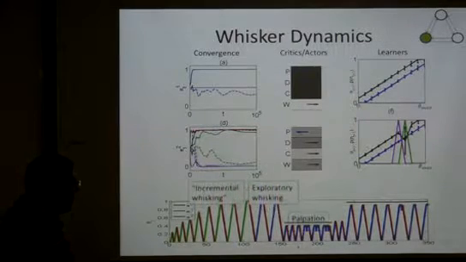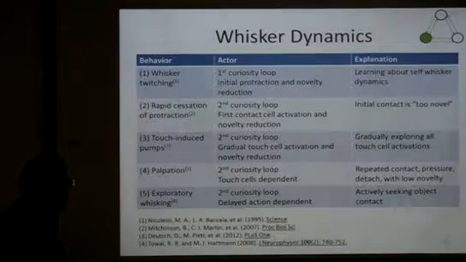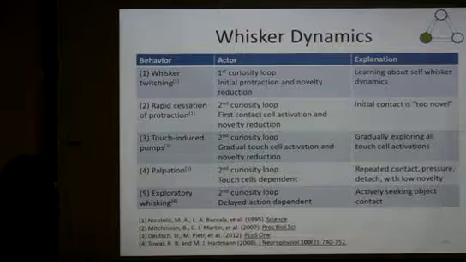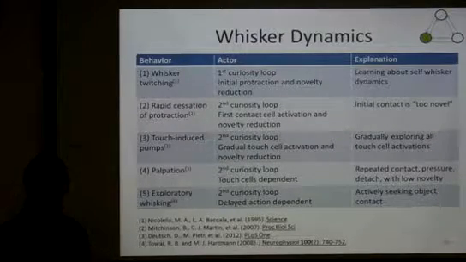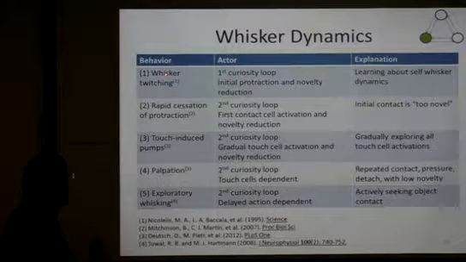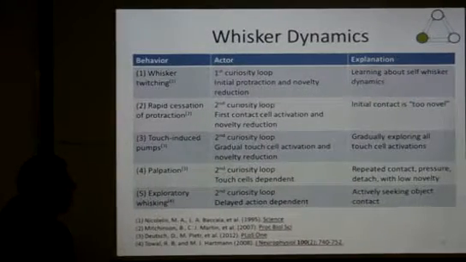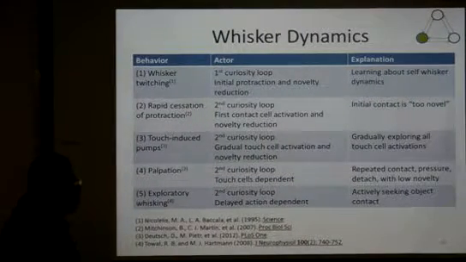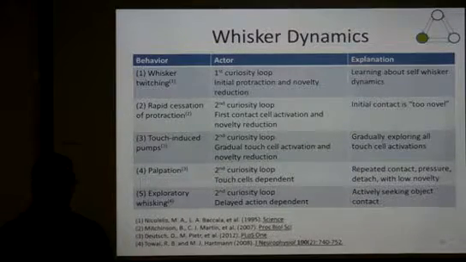There are names for these behaviors. All of these behaviors are observed in rodents. We think this is somehow related to whisker twitching. This is exploratory whisking. This is palpation. And this is almost all the behaviors that were observed, documented, and published about single whisker dynamics. So you have whisker twitching, which we think is a recalibration of the whisker field. There's what's called rapid cessation of protraction, which is an observed behavior where on initial contact there is rapid retraction.